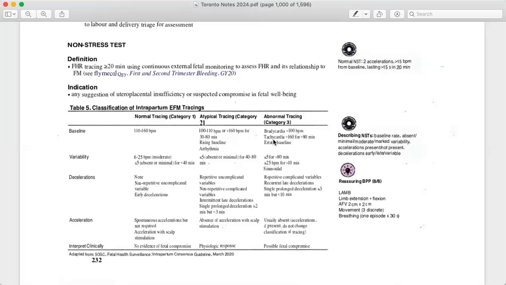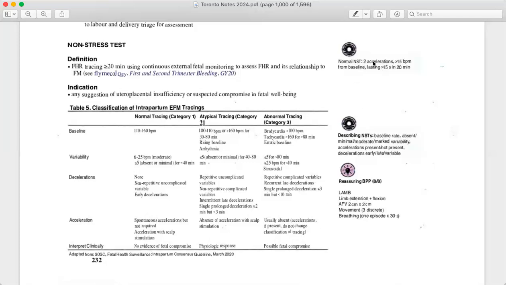Bradycardia is less than 100, tachycardia is more than 160 for more than 80 minutes, and then erratic baseline. Variability less than 5 for more than 80 minutes is abnormal, more than 25 for more than 10 minutes is abnormal, and then sinusoidal. Repetitive decelerations: you keep checking multiple times and it keeps showing deceleration, which means this is abnormal. Recurrent late decelerations or a single prolonged deceleration, then there is fetal compromise happening.